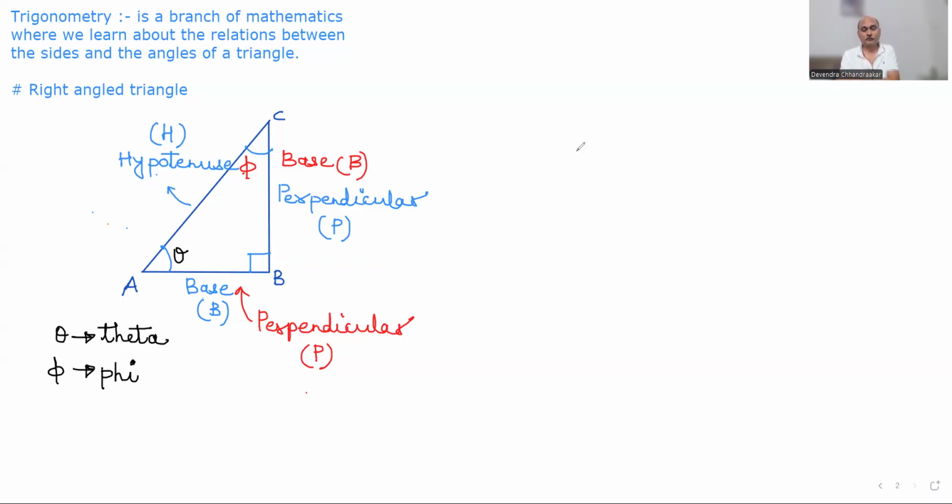Okay. So now if you are aware about the sides and the base of the triangle, now comes how they are related. The question is how the sides and the angles are related. So let's see how the sides and the angles are related.